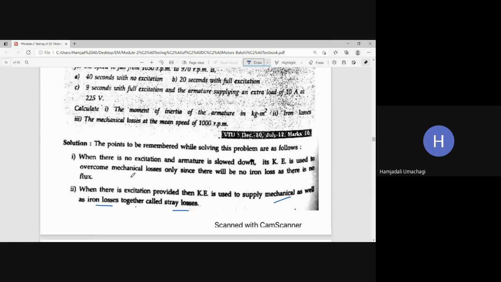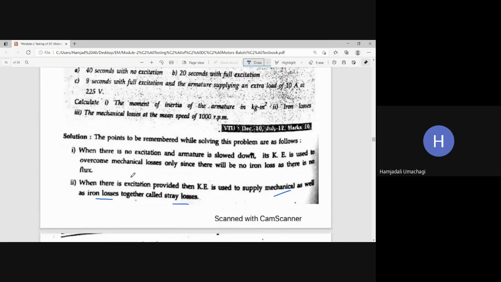If both mechanical losses and iron losses are there, that is nothing but stray loss, because stray loss is the sum of mechanical and iron losses. If there is excitation, then there is stray loss. If there is no excitation, then there are only mechanical losses, which are overcome by the kinetic energy. Kinetic energy is used to overcome only mechanical losses with no excitation. These points you should remember, but no need to write all these points when solving the problem.